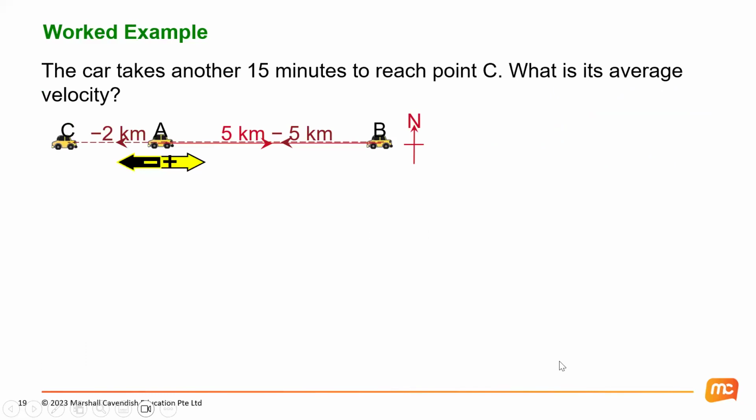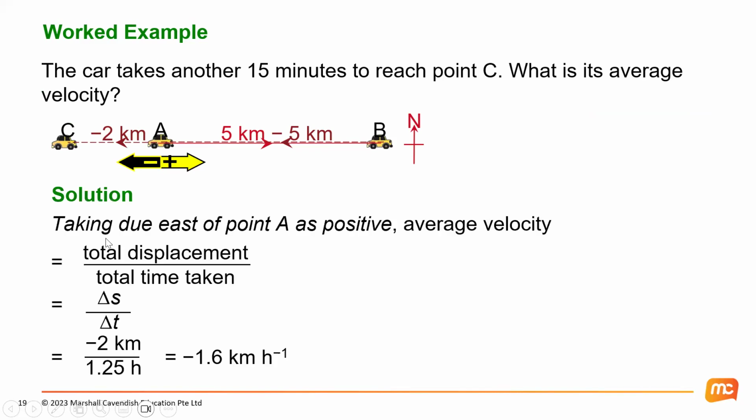Okay, more word examples. The same car now again takes another 15 minutes to reach point C. What is its average velocity? So give me the formula again. Average velocity means total displacement over total time. So now displacement is just from the starting point to the ending point. So my displacement now is -2 kilometers. That's my total displacement. Okay, -2 over the total time, I'll take 1 hour 15 minutes. Okay, which is 1 hour and 1/4, 1 and 1/4 hour, which is 1.25 hours.